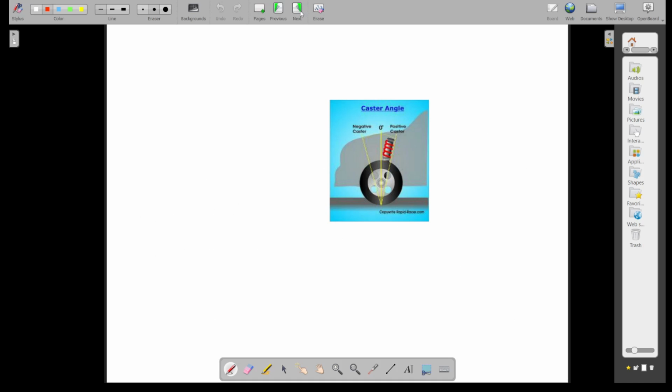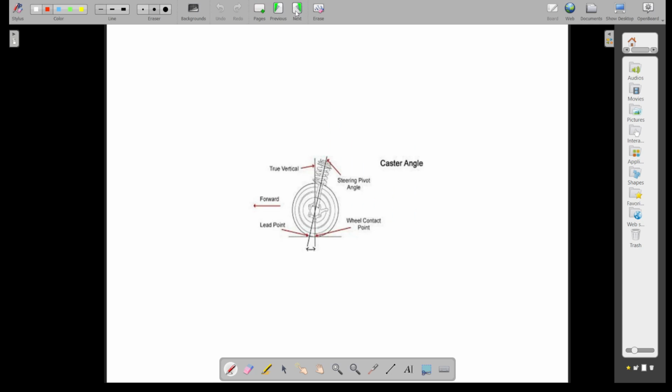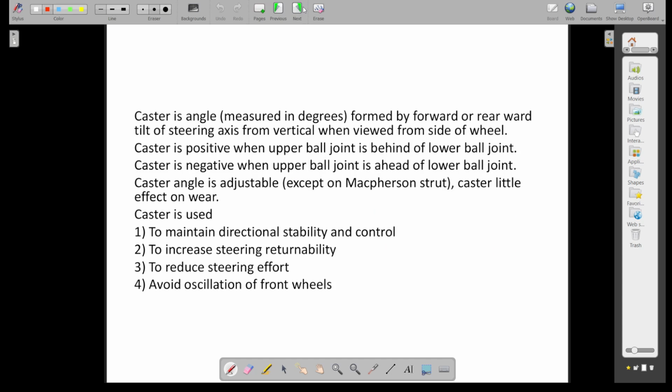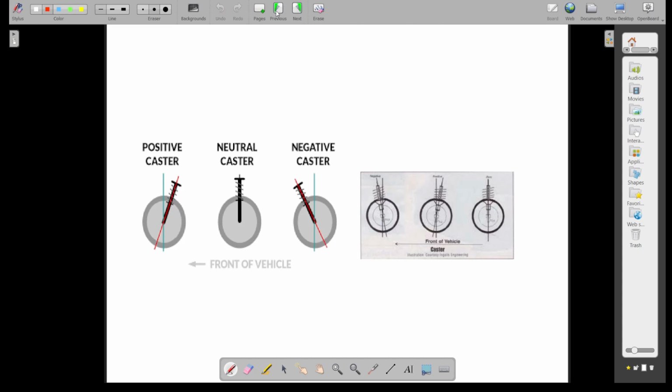Then there is the caster angle. So what is a caster angle? Caster angle is measured in degrees, and it is formed by the rearward or forward tilt of the steering axis from the vertical when viewed from the side of the wheel. So I just go behind so that I can see the diagrams. Yes, you can see here.